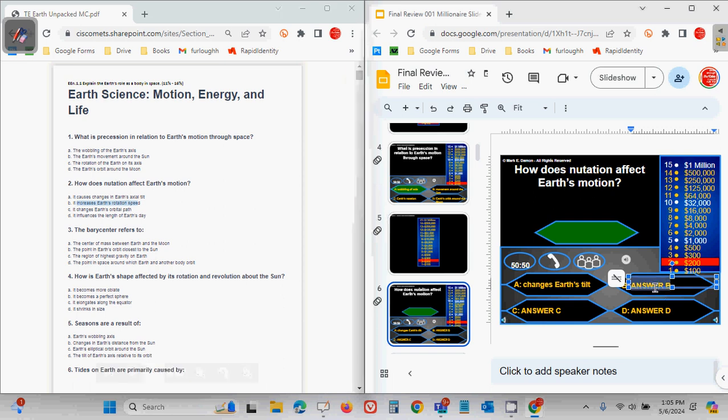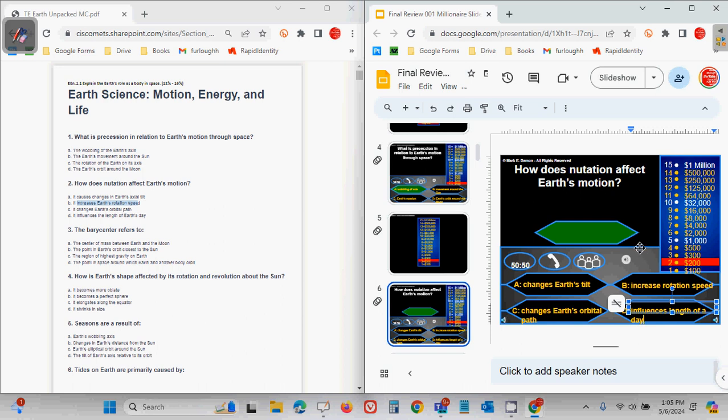All right. Increases rotation speed for B. And then we go to C. Changes Earth's orbital path. All right. And lastly, influences length of a day.